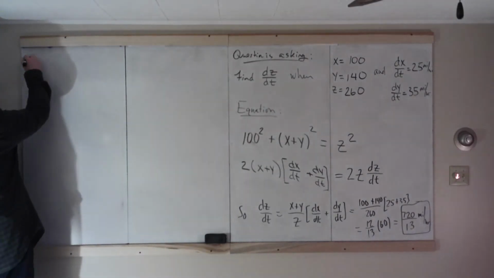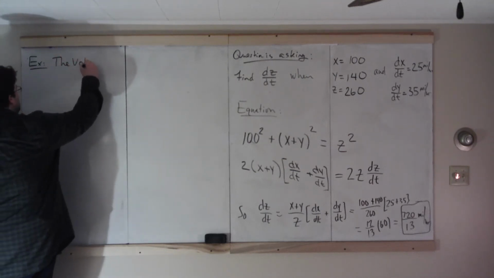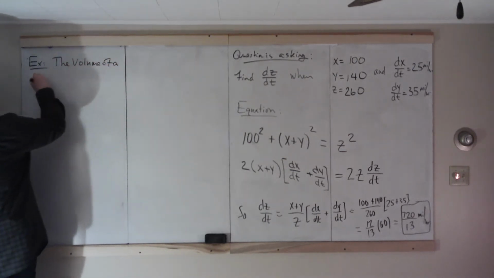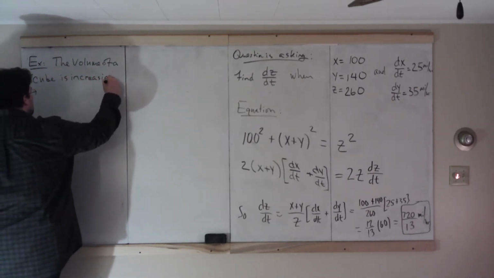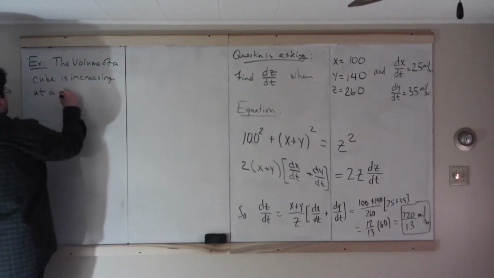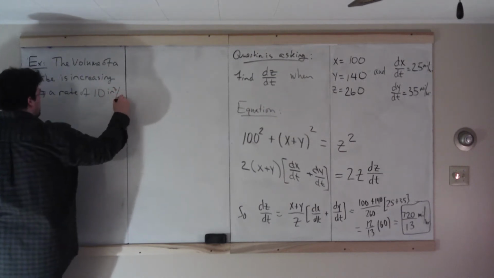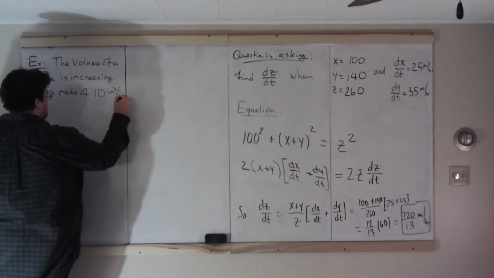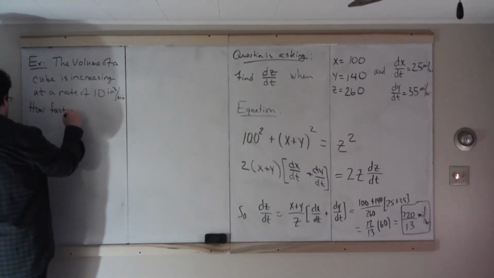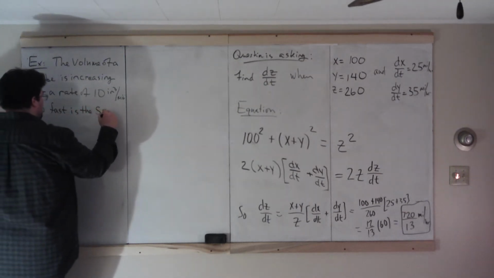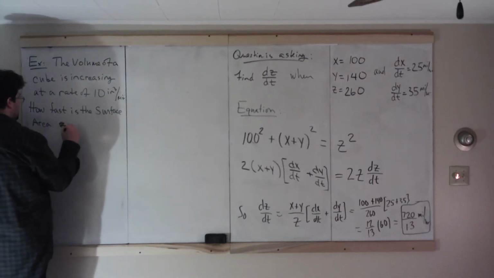Let's look at one more example. The volume of a cube is increasing at a rate of 10 cubic inches per minute. Period. How fast is the surface area changing, increasing, I wrote.